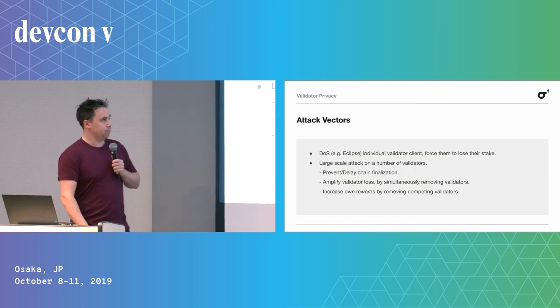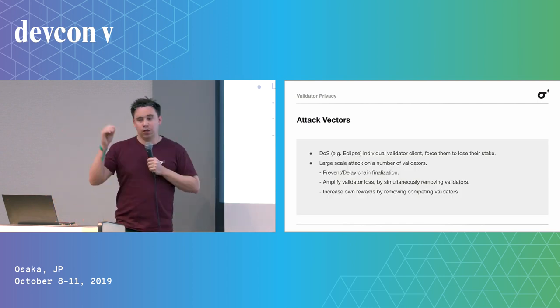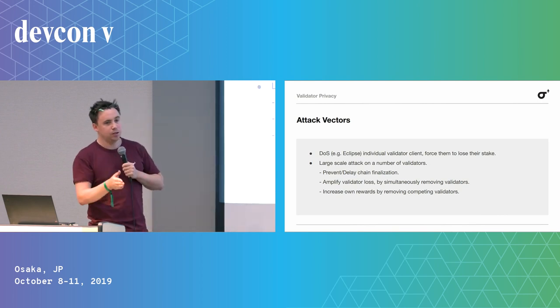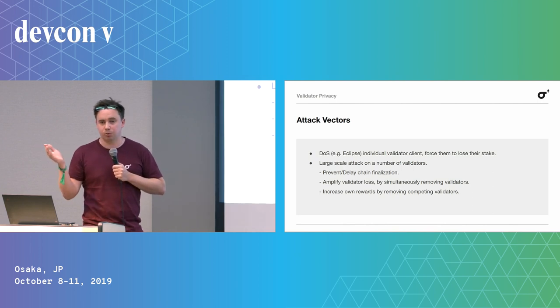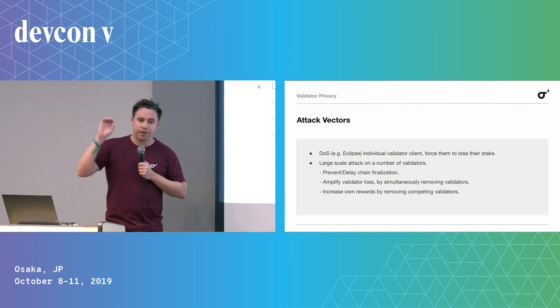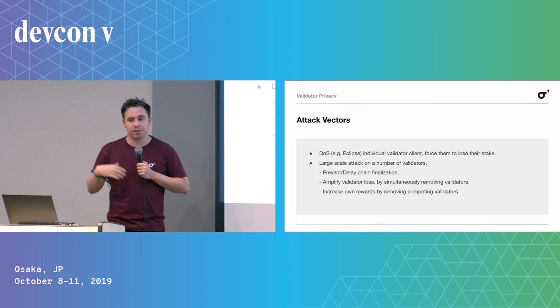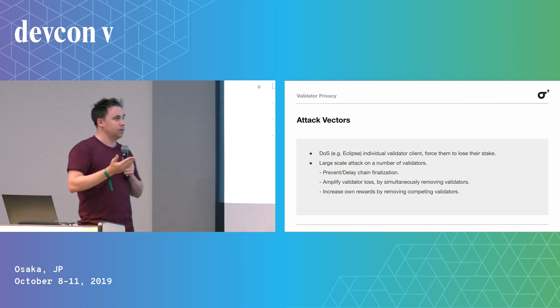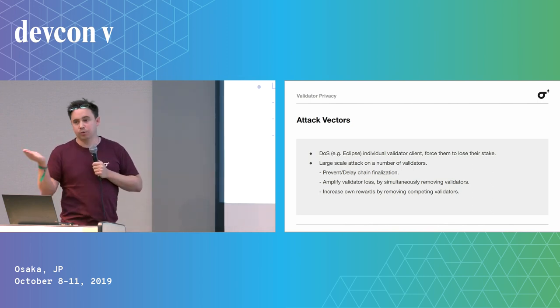So why is this an issue? It's an issue for a number of reasons. The first one is that if you know a specific validator's IP address, you can target that computer and you can DOS it. You can perform an eclipse attack, for example, which segregates it from the network. A validator that's segregated from the network can't perform its task that it's required to do, and therefore they will lose their stake.